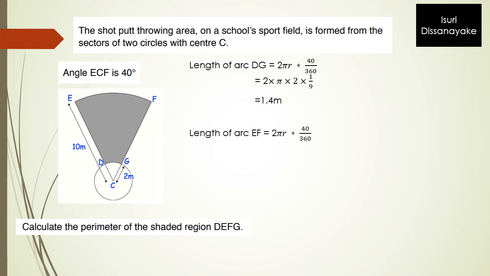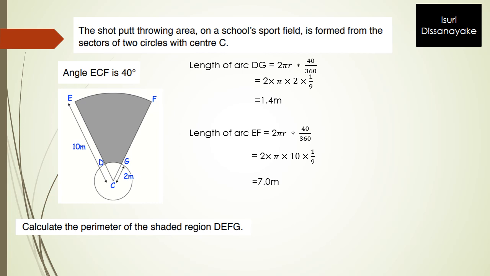Then I will calculate the arc length EF. It is the same sector with a different radius. So the radius is 10 meters while it's the same angle, 40 degrees. So the length from E to F is 7 meters.